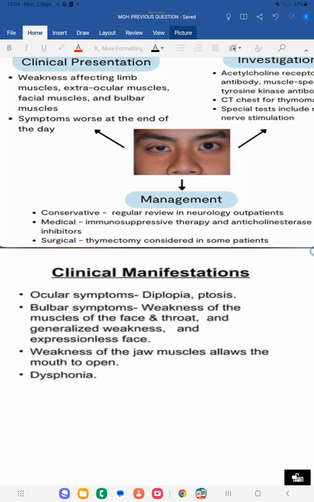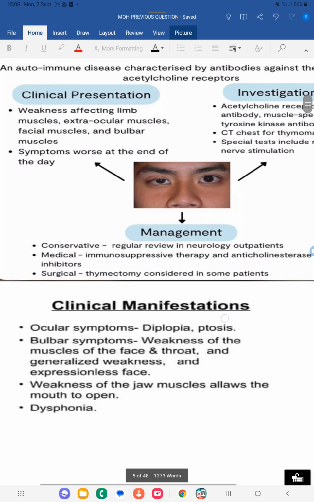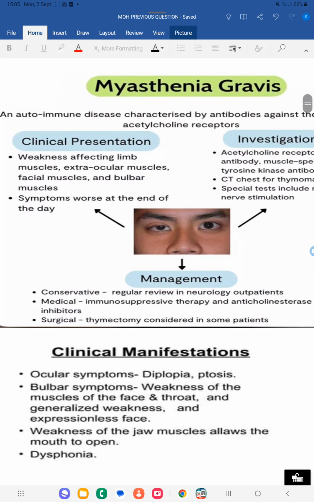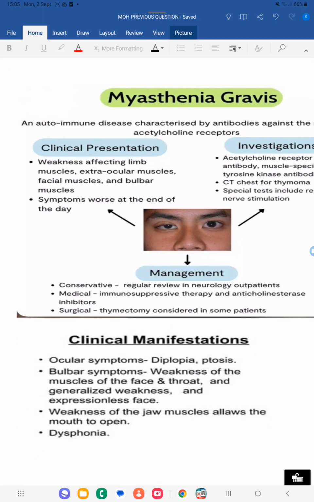Then weakness of the muscles of the face and throat, generalized weakness, and an expressionless face you can also see. That is also present in myasthenia gravis. Then weakness of the jaw muscles, and because of that there will be difficulty in opening the mouth. Dysphonia means a proper sound will not be produced. Because of the antibodies created by the autoimmune activity, the muscle will not be receiving the impulse, and that is how muscle weakness occurs.